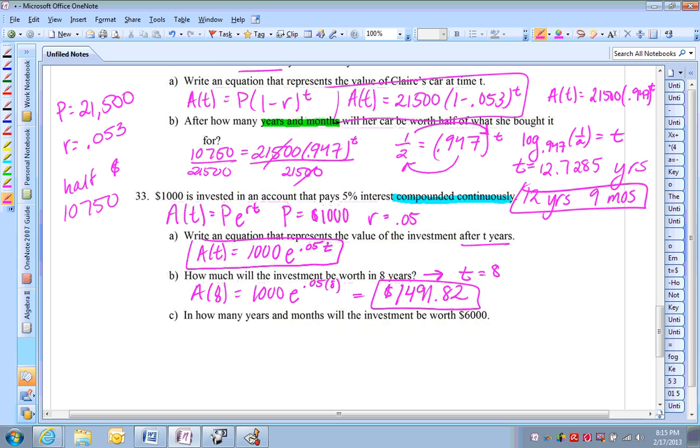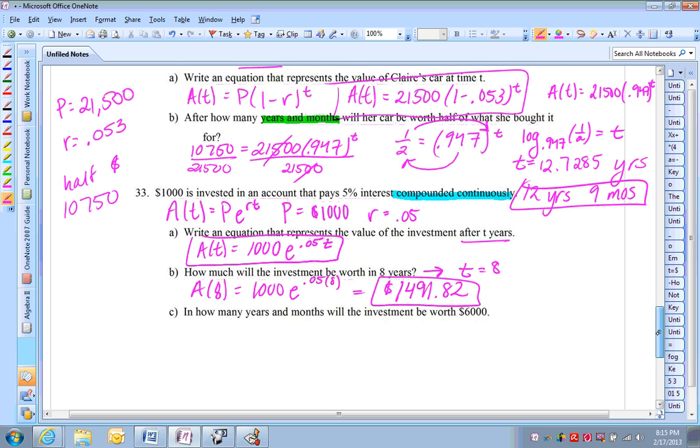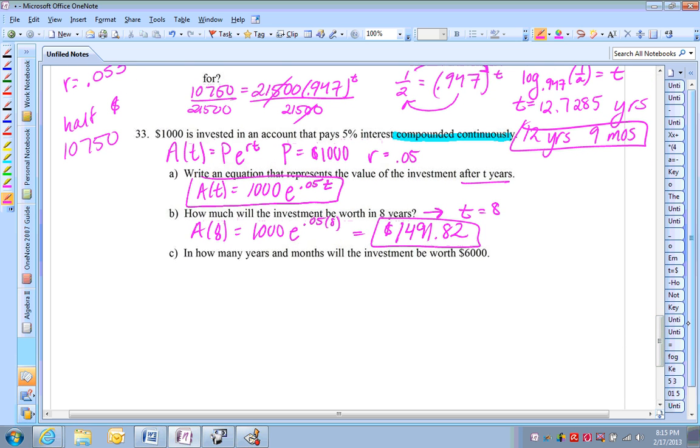On part C, they want to know in how many years and months will the investment be worth $6,000. So that means the equation we came up with in part A is going to be equal to $6,000. So 6,000 is equal to 1,000 times e raised to the 0.05 times t. And our goal is to solve for t. That's what we're wanting to find, the number of years that it takes to reach $6,000.